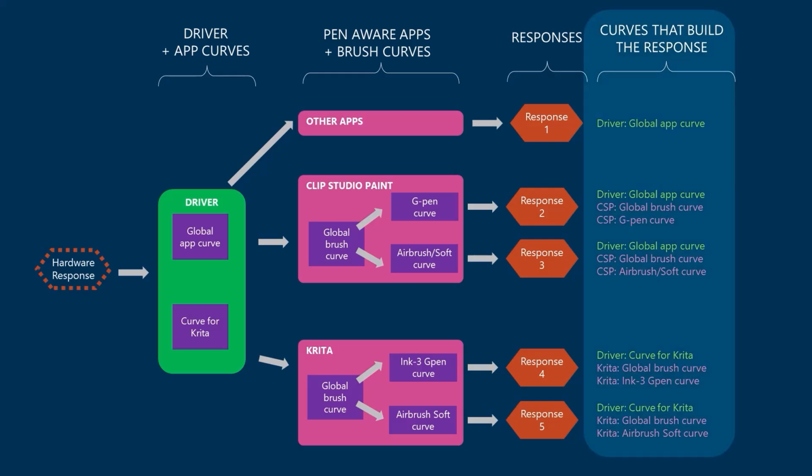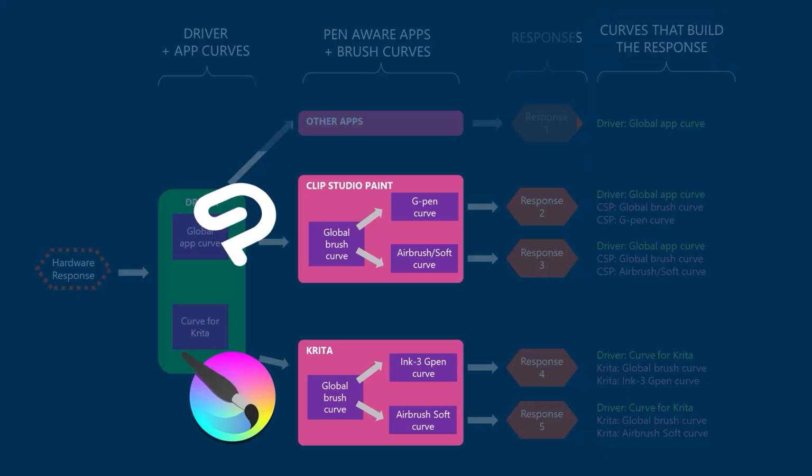But take a look at the far right where you see the section called Curves that Build the Response, and make sure you understand why it says those curves contribute to the responses for those applications and those brushes. For some of you, it may come as a surprise that Krita and Clip Studio Paint have both a global brush pressure curve and a pressure curve for each brush. So I just want to take a minute to show you the UI of Krita and Clip Studio Paint so you can see for yourself.